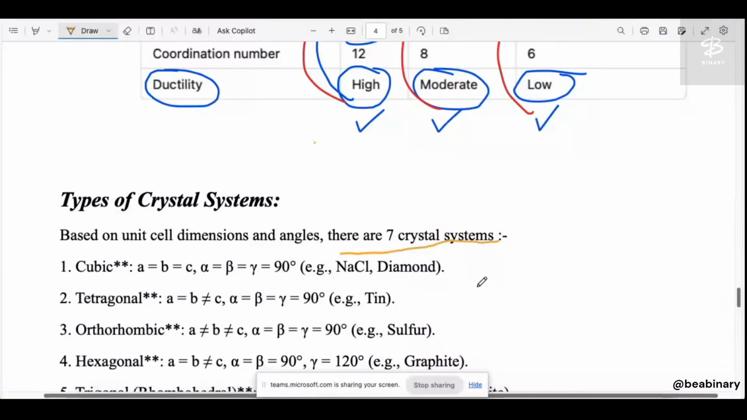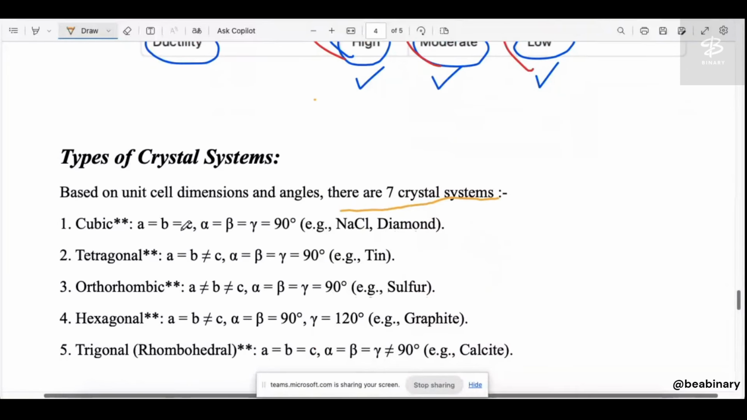So we talk about the first one, which is the cubic. Till now we have discussed the cubic only. Here the condition is A is equal to B, B is equal to C. A, B, C all are equal. And what about the angles? Angles are also equal, and that amount is 90 degrees.